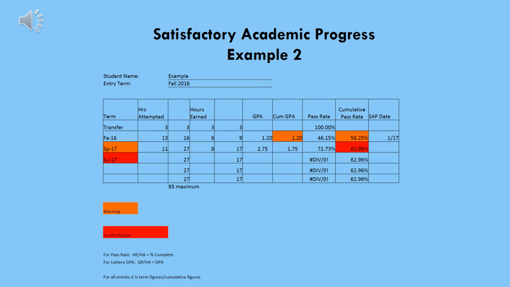But they did not reach the 67% cumulative pass rate. Their pass rate, as you can see, is 62.95%. They are now no longer eligible to receive financial aid, which is called financial aid suspension or probation. They start the summer semester on satisfactory academic progress, suspension, or probation, and they are no longer able to receive aid until they attempt and pass enough hours to increase their cumulative pass rate to 67%.